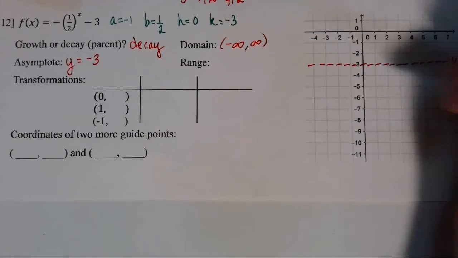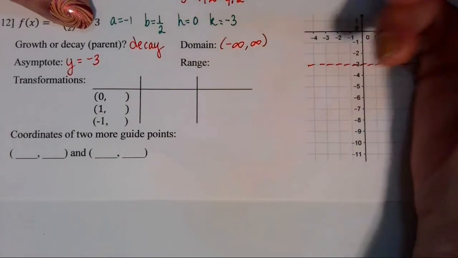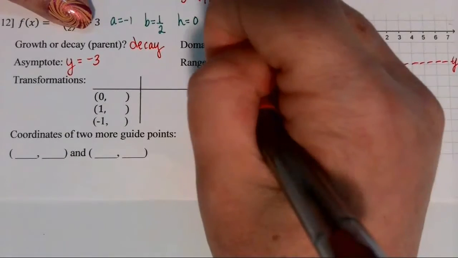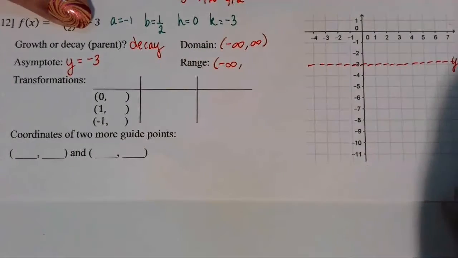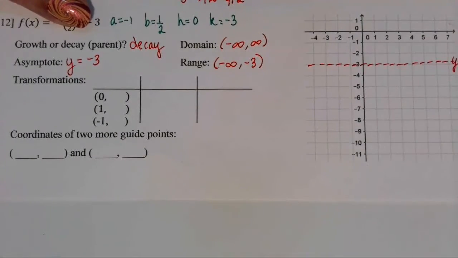The range, because we've had a reflection in the x-axis from that a being negative, the range starts at -infinity and then comes up through but does not include that horizontal asymptote at -3.